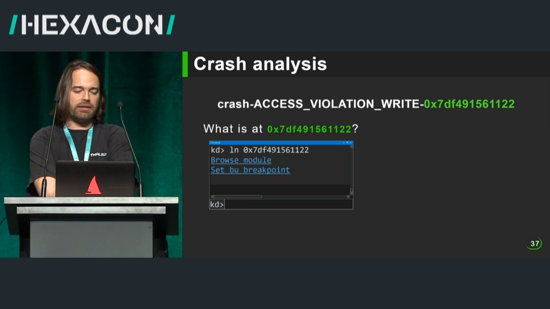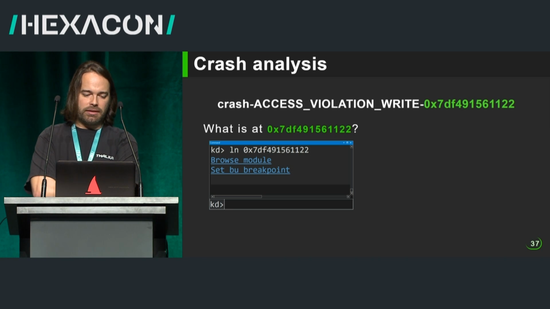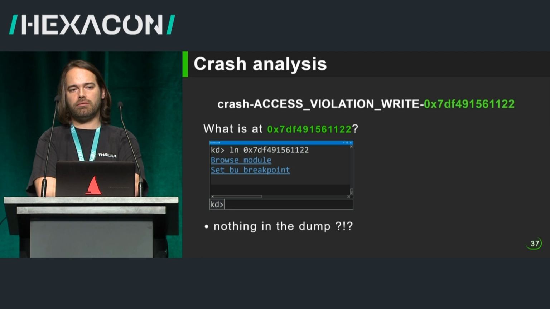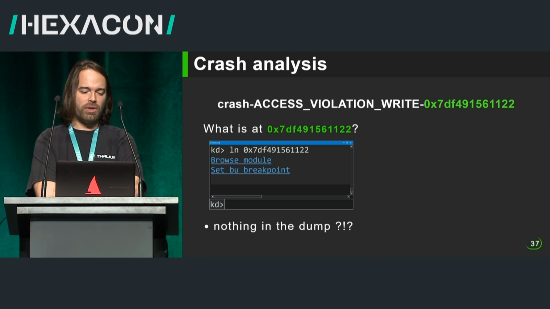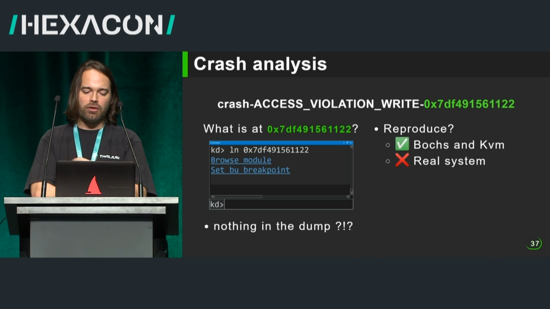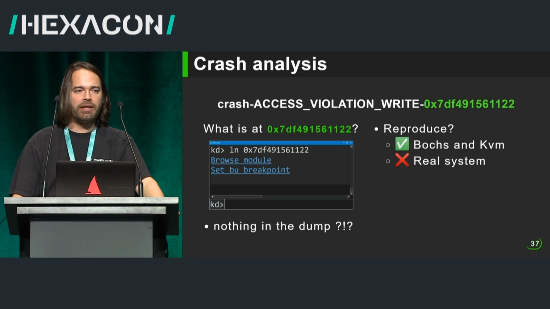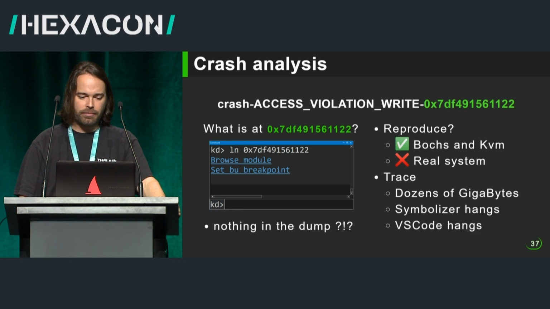It's reported as an access violation right, which is promising, at an address. So we look at that address in the dump, and there's nothing in the dump. So we can see 2 explanations. Either we made yet another mistake, or it's code that was generated during execution. We tried to reproduce it. It reproduced consistently in our fuzzer with a box CPU or KVM backends. But when we tried to reproduce on the real system, it didn't work.